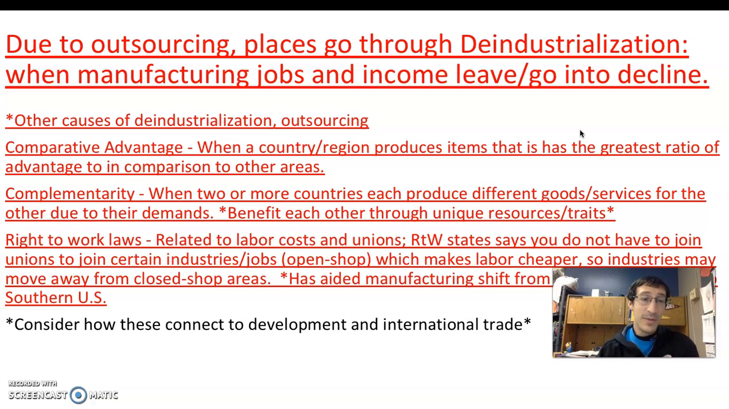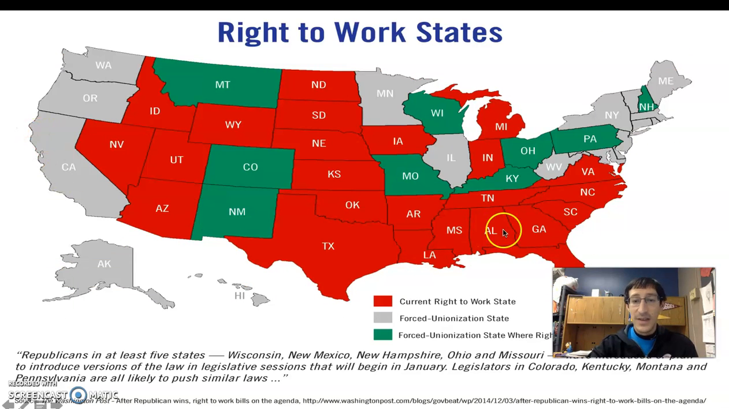And then with the idea of complementarity, okay, that is when two or more countries each produce different goods because they know that they can benefit due to the other's demands. So if I'm going to build cars, this person might be really good at producing oil and natural gas and gasoline for me to use for said cars. All right, so you benefit each other through those different unique resources, and that can be similar to a comparative advantage. But again, that means you might only be focusing on areas that you think you're going to do well in, where others are going to struggle, lag behind, people are going to go into unemployment, things of that nature.